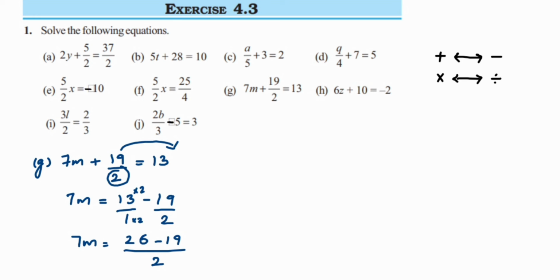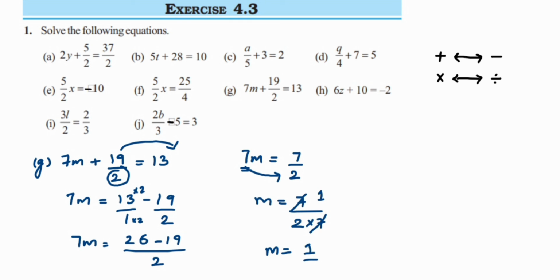So 7m is equal to 26 minus 19 is 7 upon 2. Now the 7 is in multiplication, it comes to division when you bring it to the other side. So m is equal to 7 upon 2, and it comes in the denominator, so only 2 is present, so don't write 2 divided by 7. No, it is 2 multiplied by 7. Then 7 and 7 will get cancelled, and in the numerator there is no number, that is nothing but 1 present there. So 1 upon 2 is the answer, that is half.